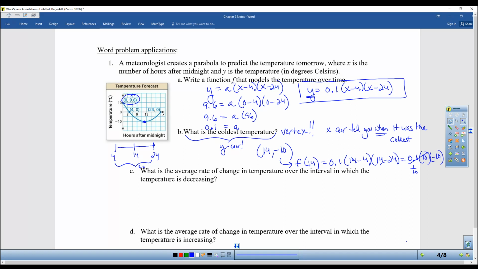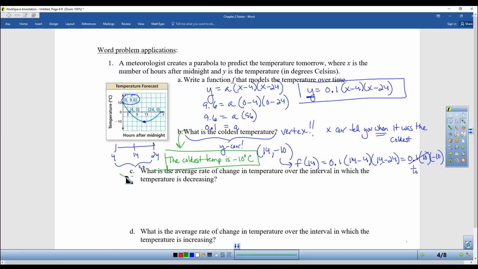Now, should you stop there and box that answer? No. It's a word problem. Answer the question. The coldest temperature is minus 10 degrees Celsius. Okay? Make sure you answer a word problem in a sentence. When did it happen? 14 hours after midnight.